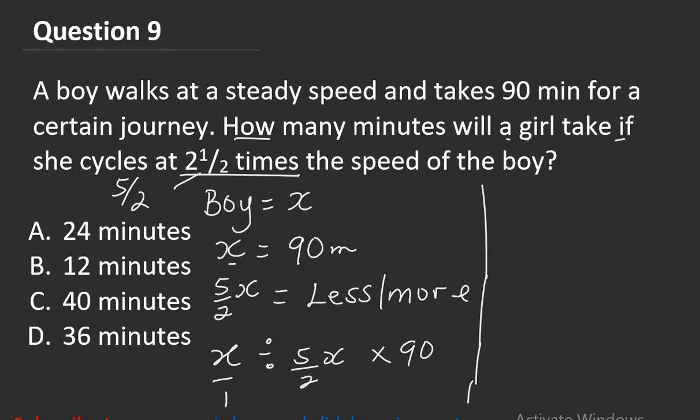X is the same thing as x/1. Now I have a fraction here. So for division, you keep the first fraction, change division to times and flip. 2 goes up, 5 comes down, times 90.